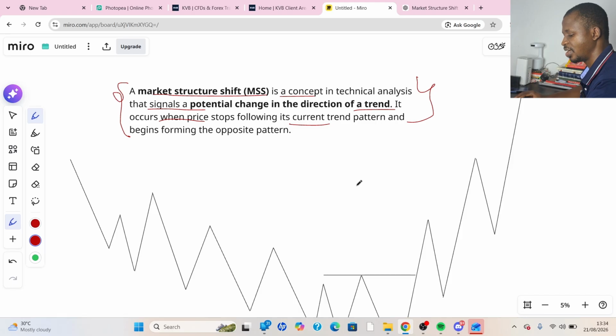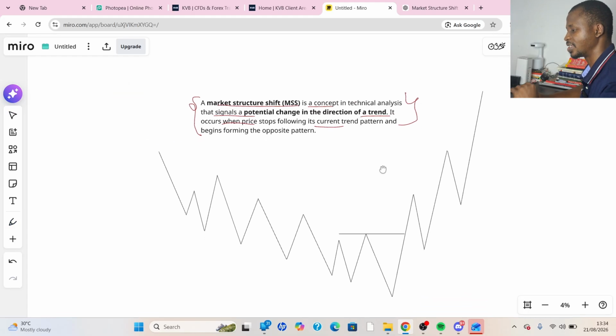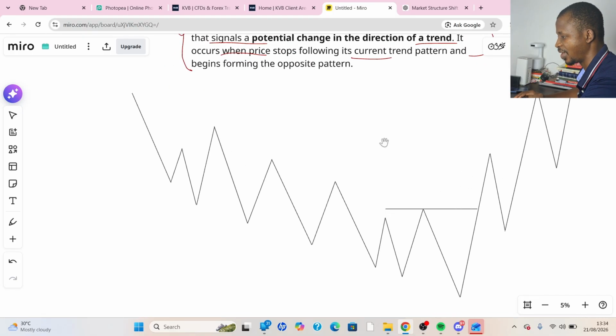So basically, a structural shift happens when, let's say, a bullish trend all of a sudden changes to a downward trend, or the other way around, like a bearish trend changing to a bullish trend. You understand? And price typically has a pattern that it follows. So let me show you guys how price normally moves.